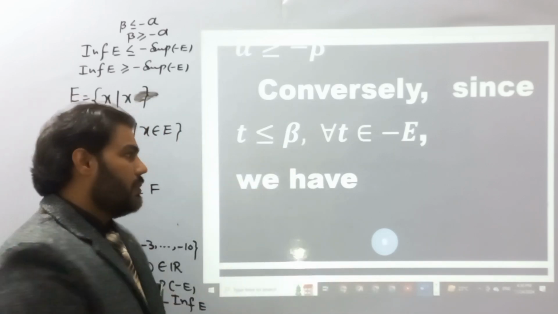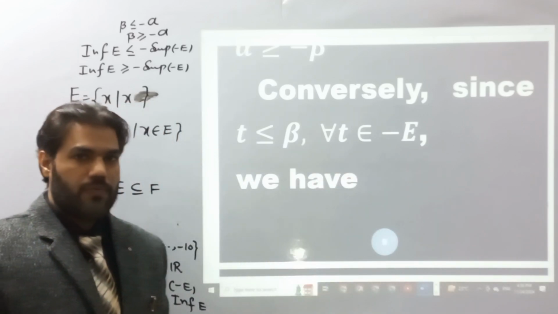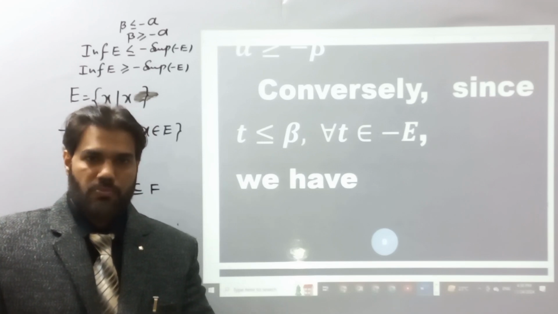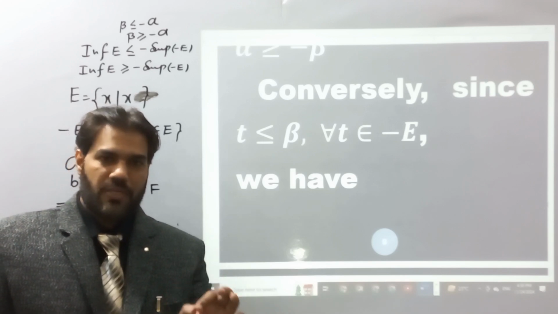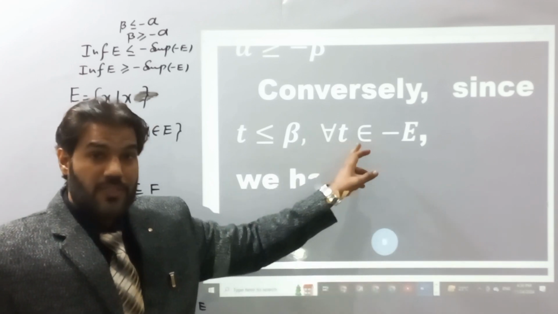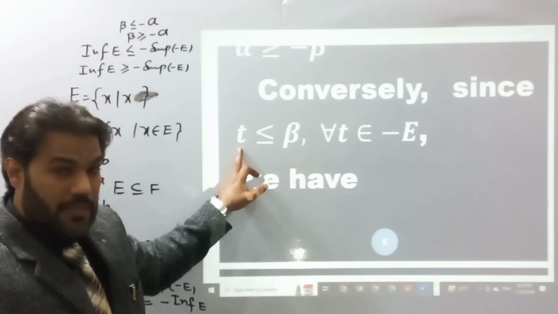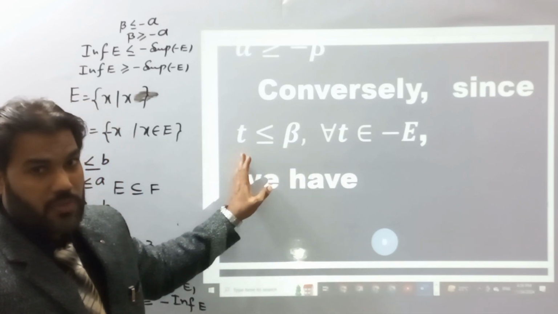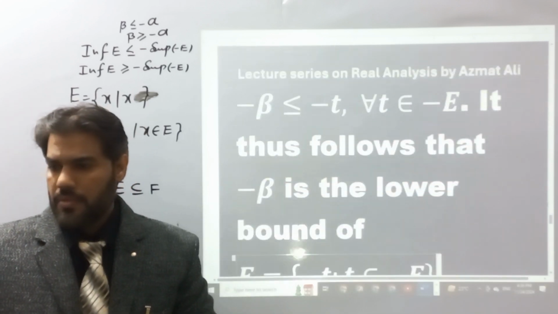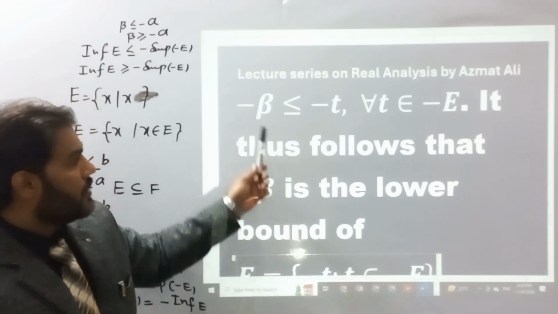Beta is actually the supremum of minus E. Now I will use the definition of the supremum of minus E. What is the definition of the supremum? The supremum is an element which is greater than or equal to every element of the set minus E. So if the elements of the set minus E are of type T, then T will be less than or equal to beta. T is an element, and beta, the supremum, is greater than or equal to every element of this set. By multiplying on both sides, we have minus beta is less than or equal to minus T.